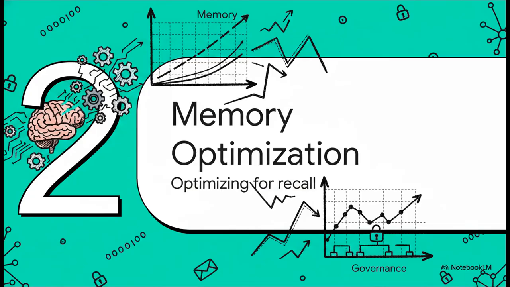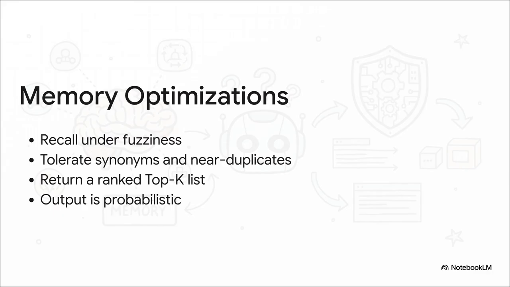Moving on to section 2, what memory actually optimizes. We really need to dismantle this total myth that memory is all you need. And the best way to do that is just to look at its optimization targets. Memory is built for recall under fuzziness. It actively wants to tolerate synonyms and duplicates. Its whole goal is to return a ranked, top K list of results, and its output is proudly probabilistic.